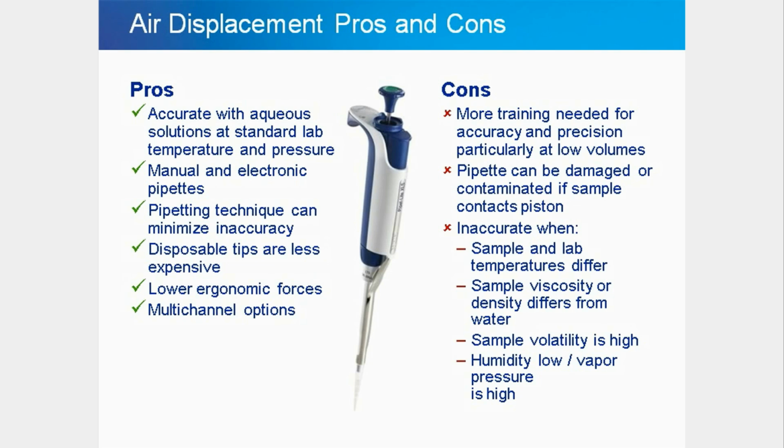Inaccuracies can occur if the sample and lab temperatures differ, the viscosity of the sample is different from water, the sample is too volatile, or the humidity is too low and vapor pressure too high.